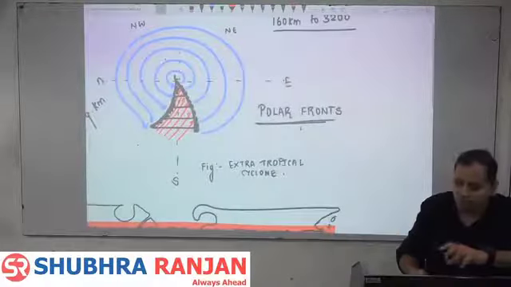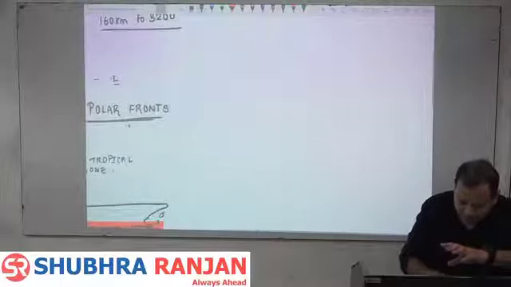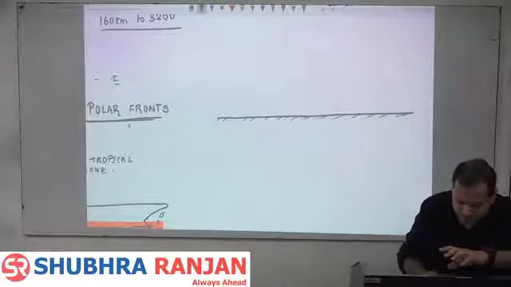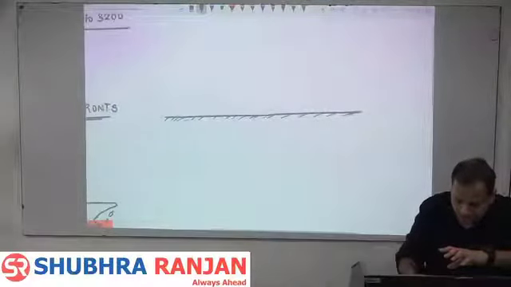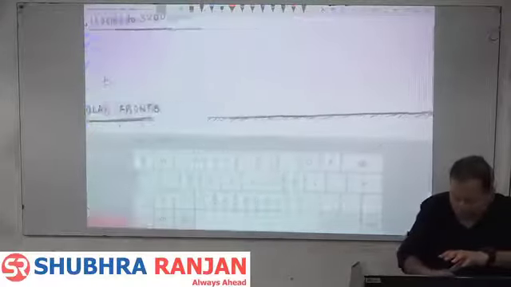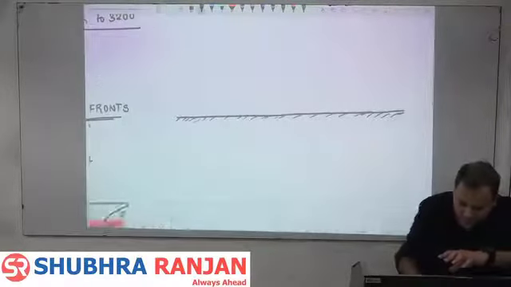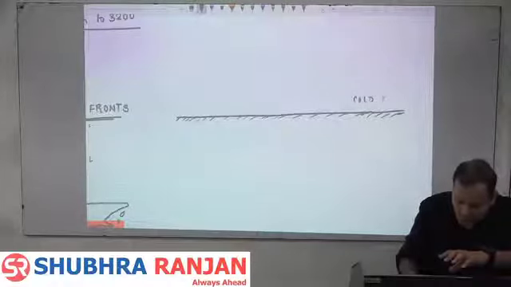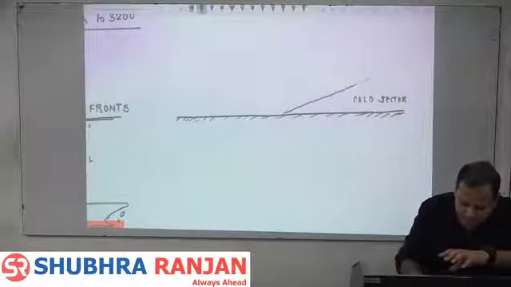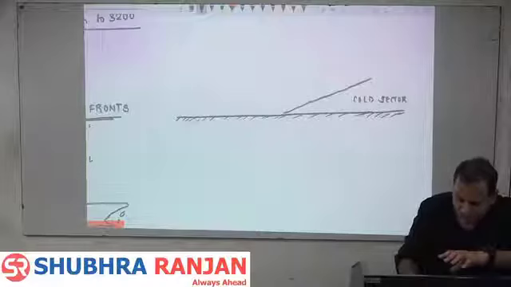Now see, I am showing you what is an extra tropical cyclone or a temperate cyclone. Our earlier diagram was from the top. Now we will see how it is from the ground. First of all, the cold air sector. This is the region of cold air on the ground, and we will call this the cold sector. After that there will be the warm front.